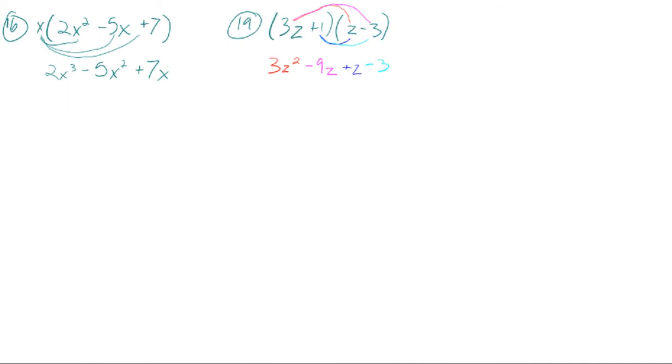And we do have a like term here. So we'll put those together. Negative z plus z is going to be negative 8z minus 3. Okay, so slightly more complicated. We'll move from there to another level of complexity. We'll do number 20.